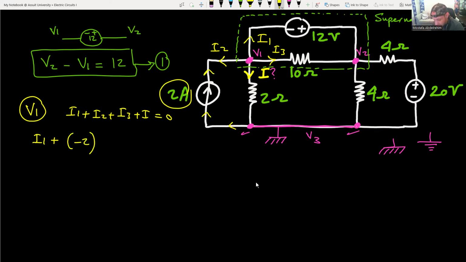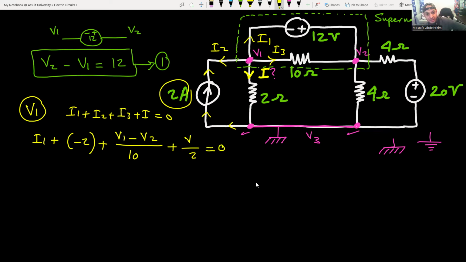I3. What is I3? I3 is V1 minus V2 divided by the 10 ohms. That's good. Now what is I? I is V1 minus 0 over 2. All of that is equal to 0.